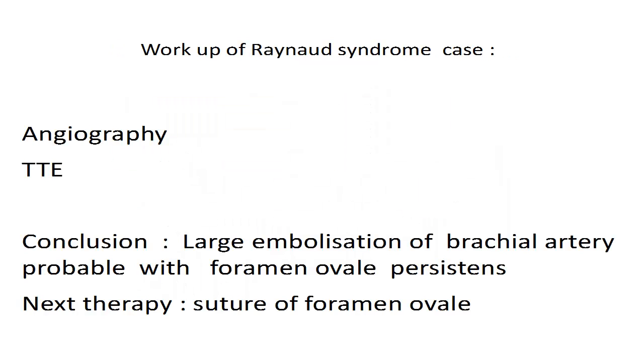We referred the patient urgently to the angiology center. Ultrasound confirmed occlusion of the brachial artery. Angiography confirmed massive occlusion distal to the subclavian artery, and transthoracic echocardiography made the diagnosis of patent foramen ovale. The conclusion for this patient is very interesting. The patient had massive embolization of the brachial artery due to patent foramen ovale. Advice: there is a plan for catheter-based closure of the patent foramen ovale.